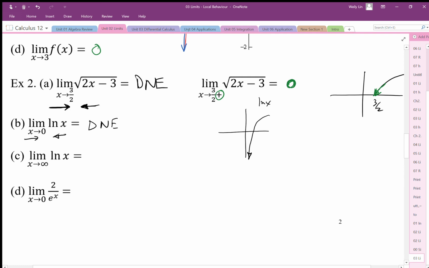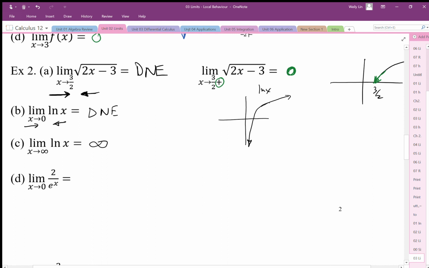As x approaches infinity, this is easier, because infinity by its nature is a one-sided limit, and although log x grows very slowly, it will eventually get to infinity.